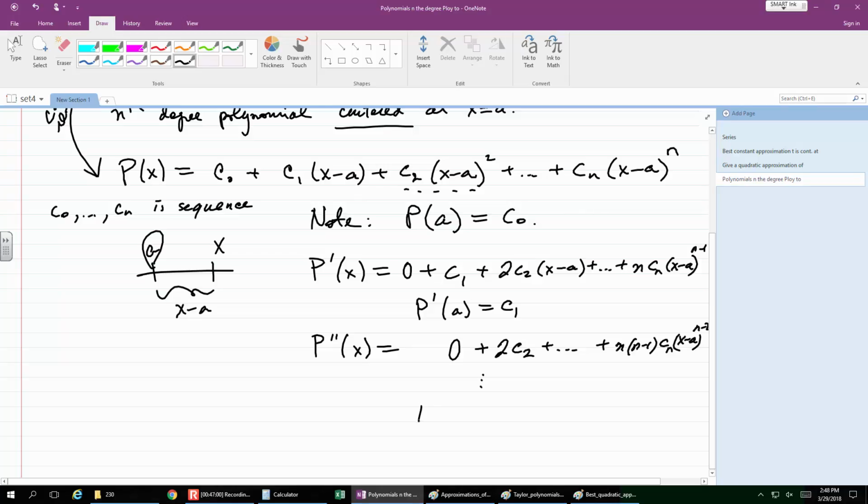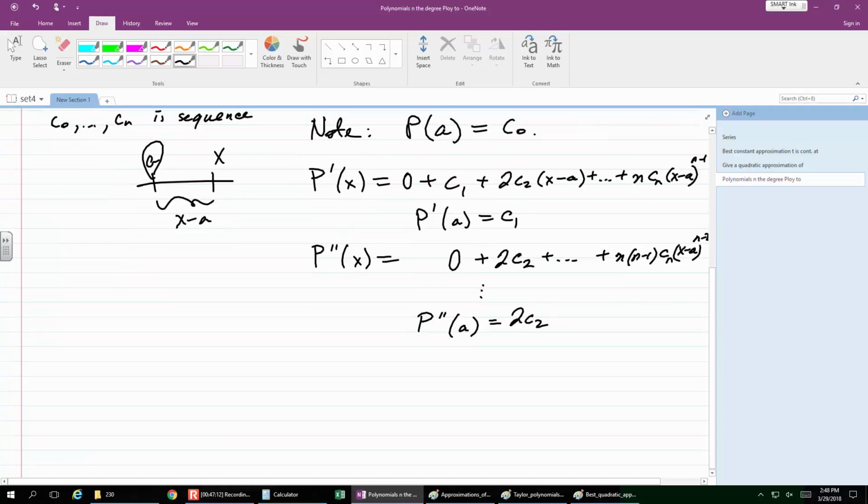Well, let me write this. I forgot to do this. The double derivative of p at a is equal to 2C2. And then we continue on doing this with the differentiation.